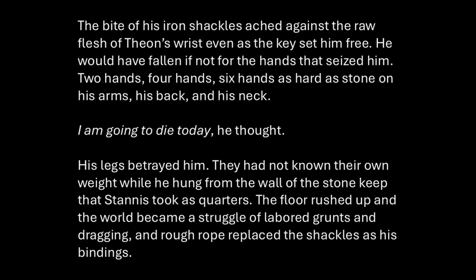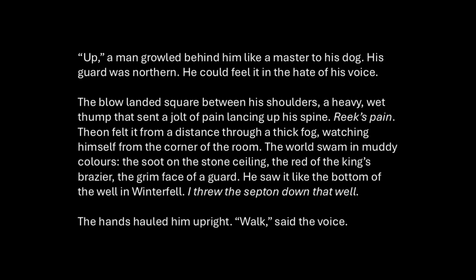The bite of his iron shackles ached against the raw flesh of Theon's wrist even as the key set him free. He would have fallen if not for the hands that seized him. Two hands, four hands, six hands as hard as stone on his arms, his back, and his neck. I am going to die today, he thought. His legs betrayed him. They had not known their own weight while he hung from the wall of the stone keep that Stannis took his quarters. The floor rushed up, and the world became a struggle of labored grunts and dragging, and rough rope replaced the shackles as his bindings. Up, a man growled behind him like a master to his dog.